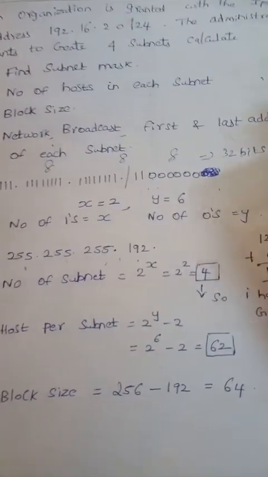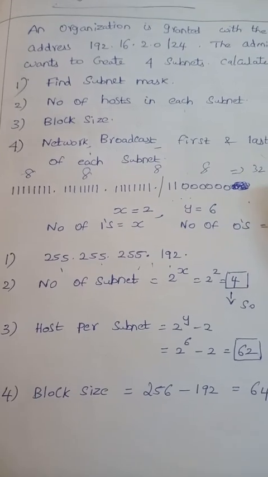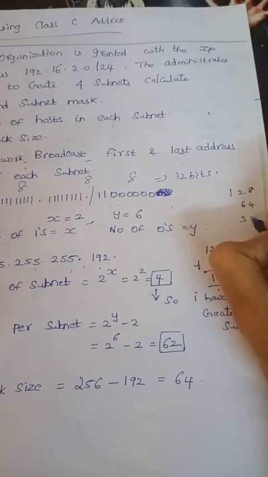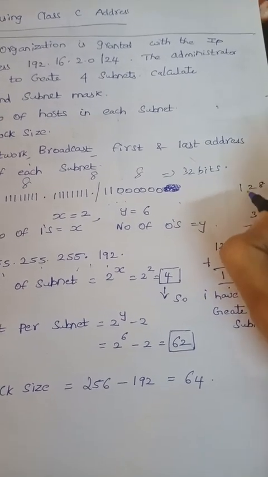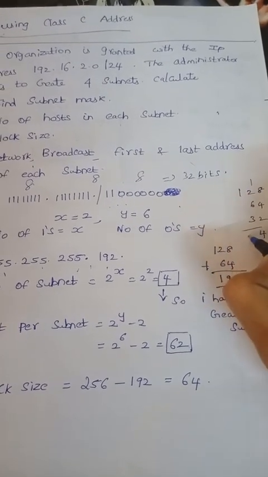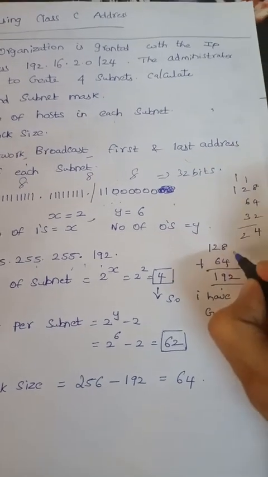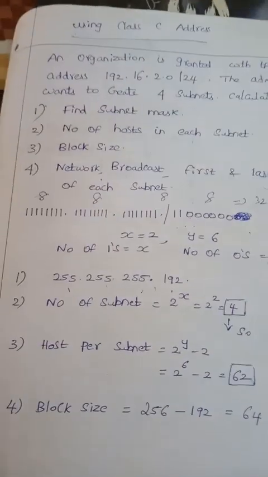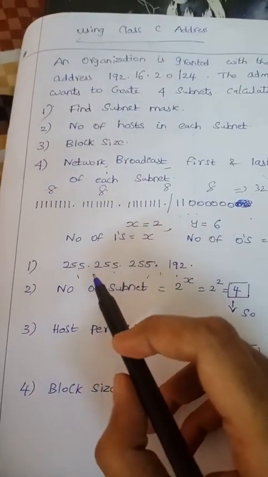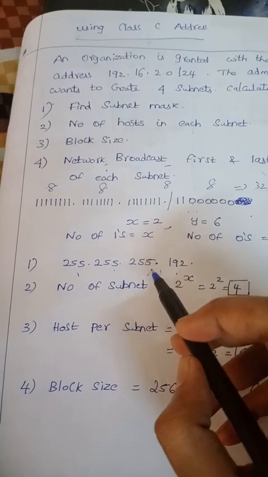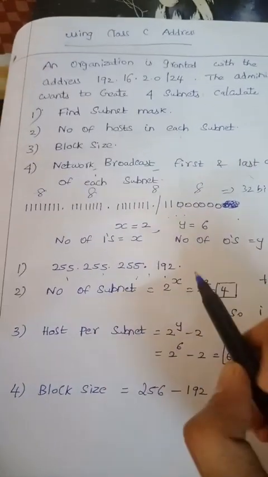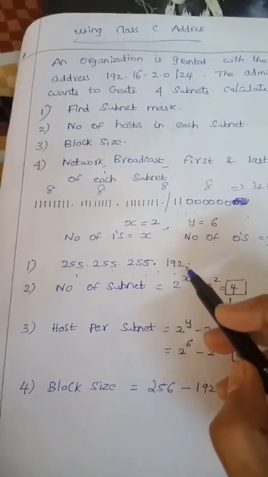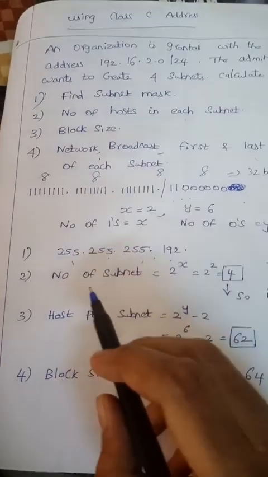So in case it is 8 subnets, the calculation will be 128 plus 64 plus 32, so 224. In case I want to create 8 subnets, your subnet mask will be 255.255.255.224. But in our case we have to create 4 subnets, so it will be represented as 192. So the number of the subnet.